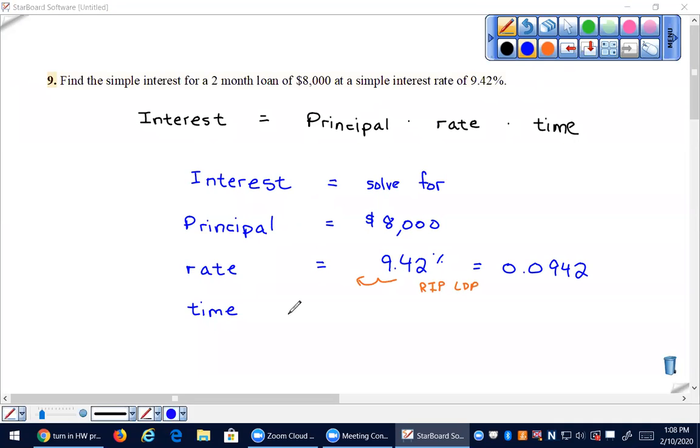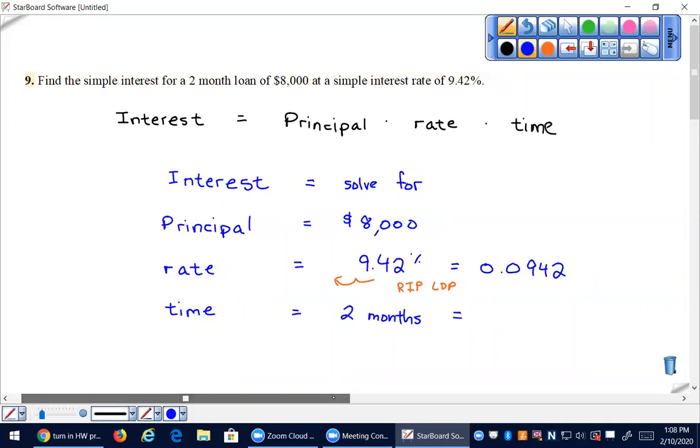And a time of 2 months. So we need it to be years. Simple interest is all based around years. So how do we change months into years? There's 12 months. So we're going to do 2 divided by 12 a year.